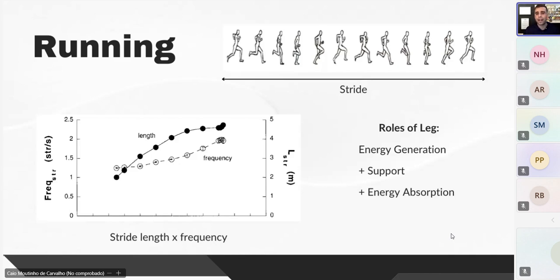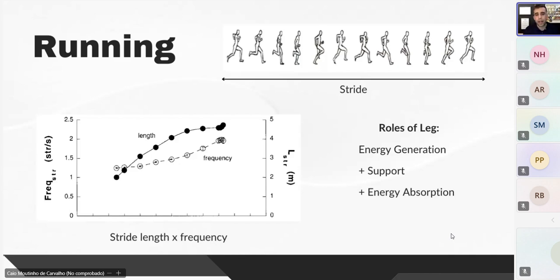So the running stride is basically the period between the first contact of your left foot and until you contact the floor again with your left foot. When we talk about the running stride, we are considering 2 steps, one with each leg, until we start the cycle again. So we have a lot of stride cycles during our running.